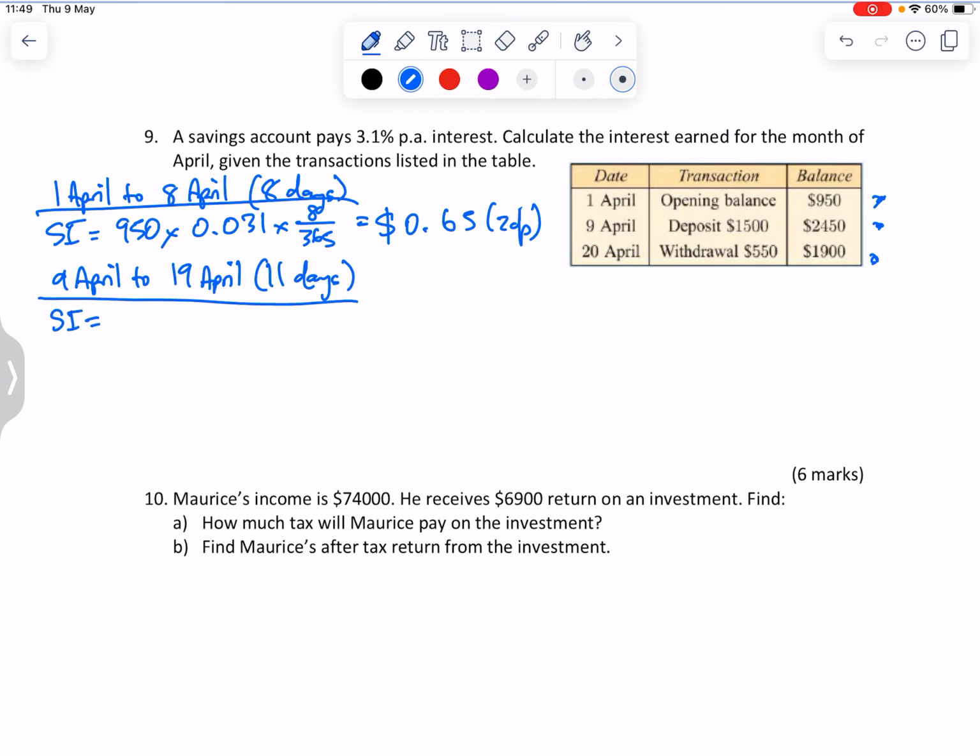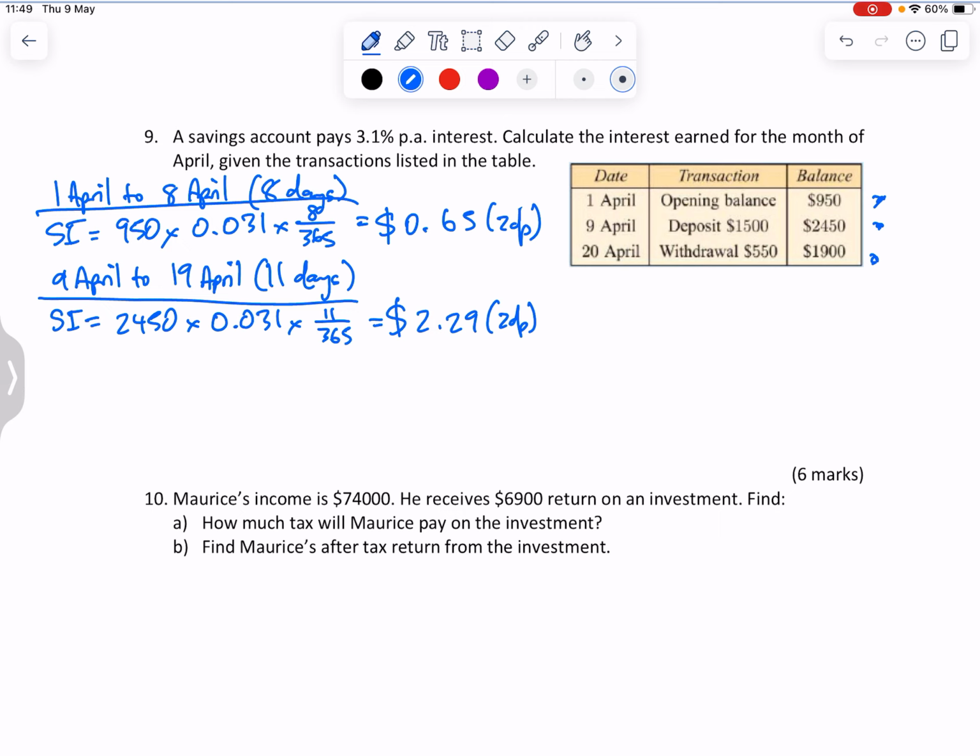All right, so 24.50 is the amount in the account, times by 0.031, times by the number of days, 11 on 365. Calculated time, 11 divided by 365 is a decimal, times by 0.031, times by 24.50. I get $2.29, rounded to 2 decimal points.